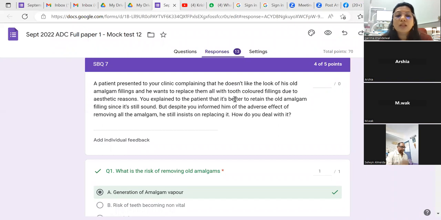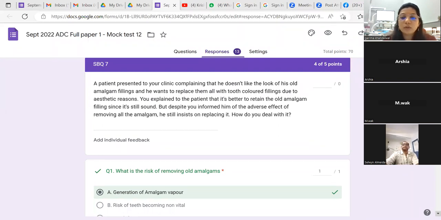You understand? So currently, he's mentioning himself why he wants to replace. It's due to aesthetic reasons. He's not saying that he wants them removed because of mercury toxicity. This is very important. So when he says he wants to change due to aesthetic reasons, then what will you do? You have to replace the fillings in the anterior portion of the teeth. Getting my point? Clear? So now let's come to the sub questions.